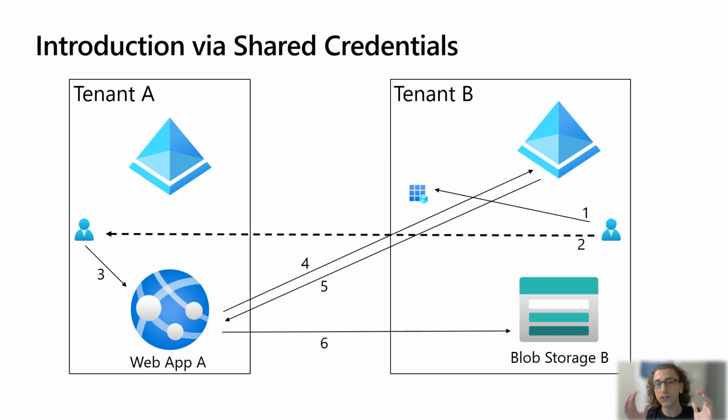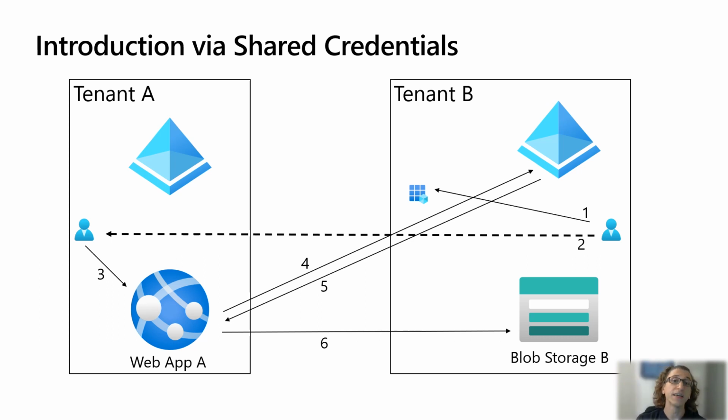But once those credentials arrive in human A's hands, step number 3, human A will configure web app A to leverage those credentials. And once these setup steps are done, we're effectively at a place where we can make cross-tenant calls. Step number 4, web app A is going to call the token issuing service in tenant B and say, hey, I'm web app A. Here's some proof that I am who I say I am. Please give me an access token for blob storage B.